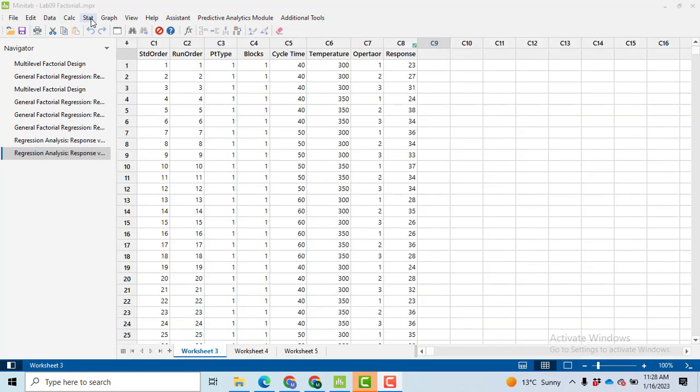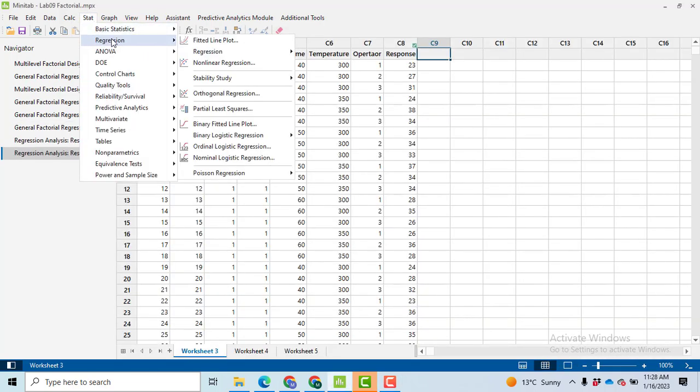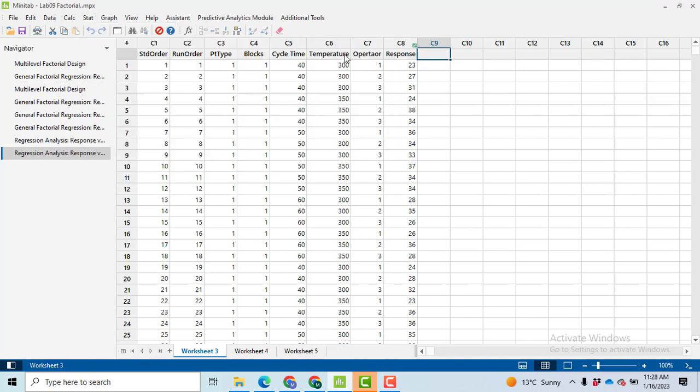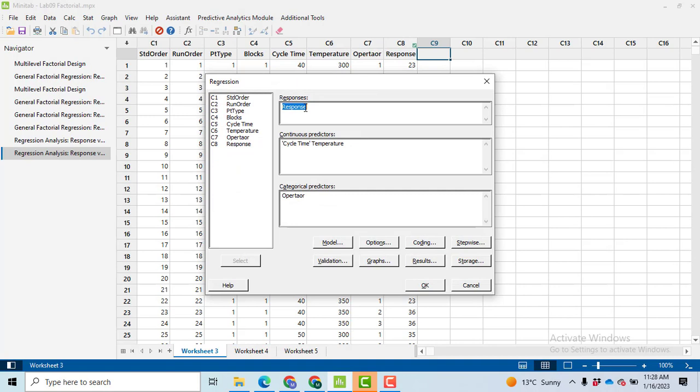After doing the ANOVA analysis, we will generate the regression equation. Go to Stat, Regression, and then Fit Regression Model. Here all of them are already selected. I'm going to delete them so that we can enter the data again. It will be easy for you. My response name is response. Continuous predictors are cycle time and temperature, whereas the categorical one, operator, has three categories: 1, 2 and 3. You can give any operator 1, 2 and 3. After this, click OK.